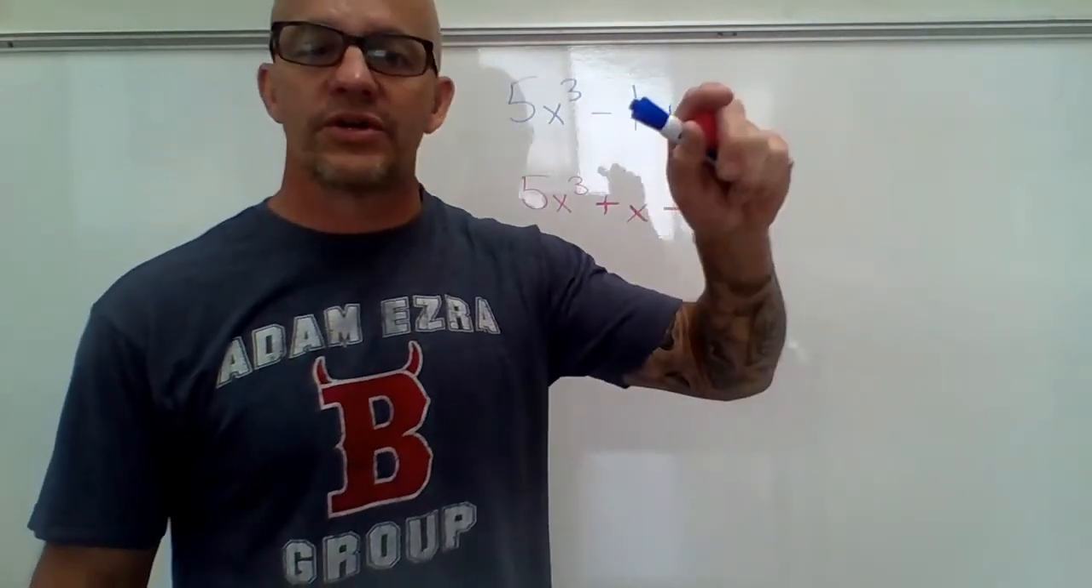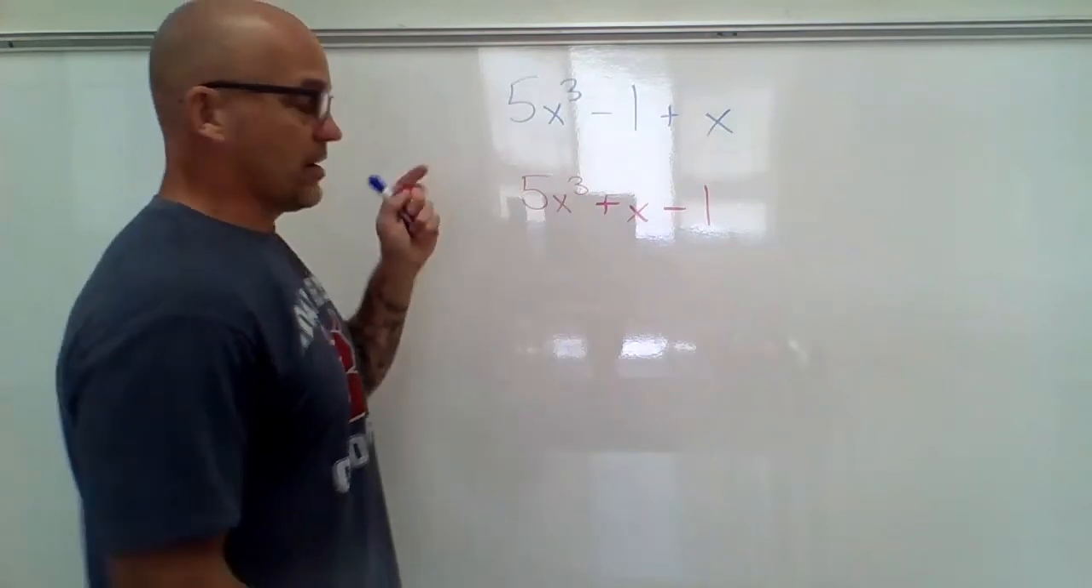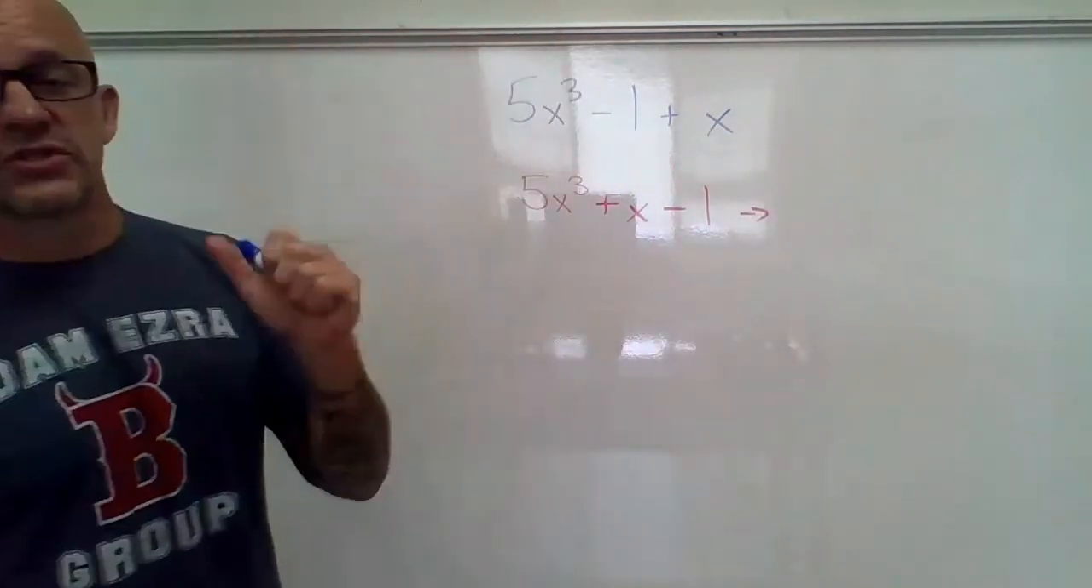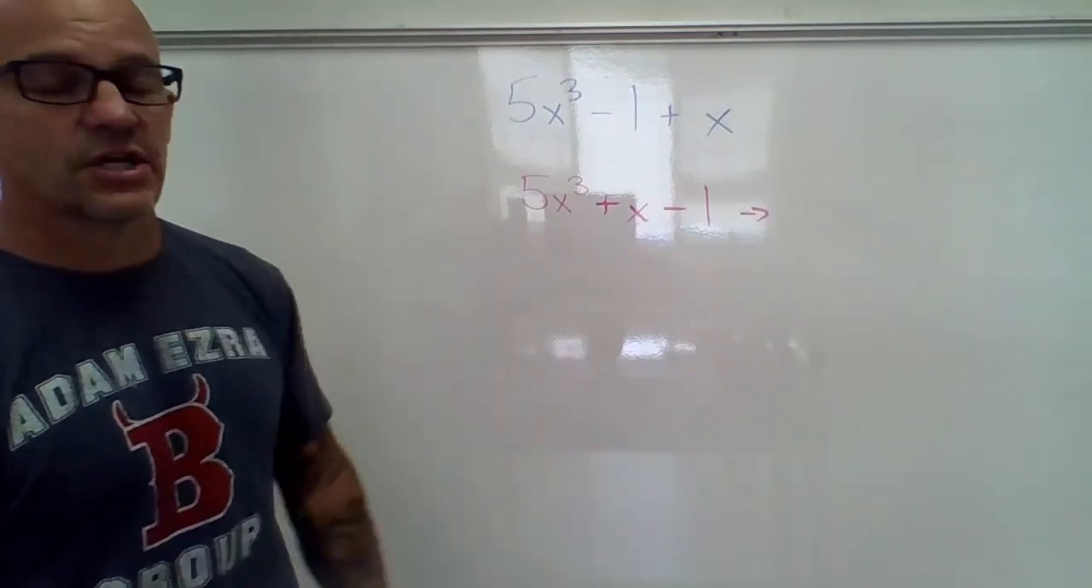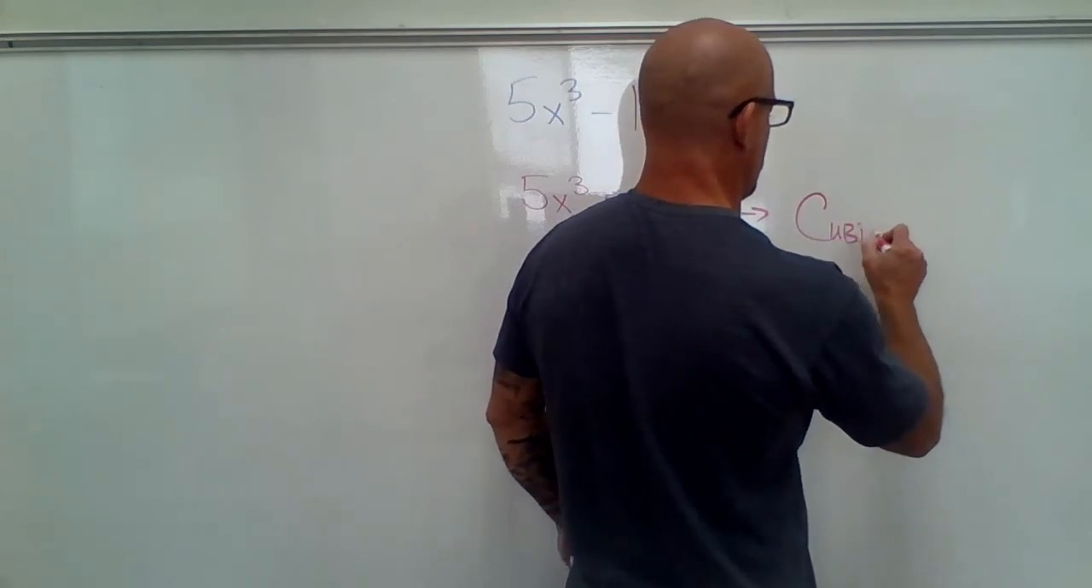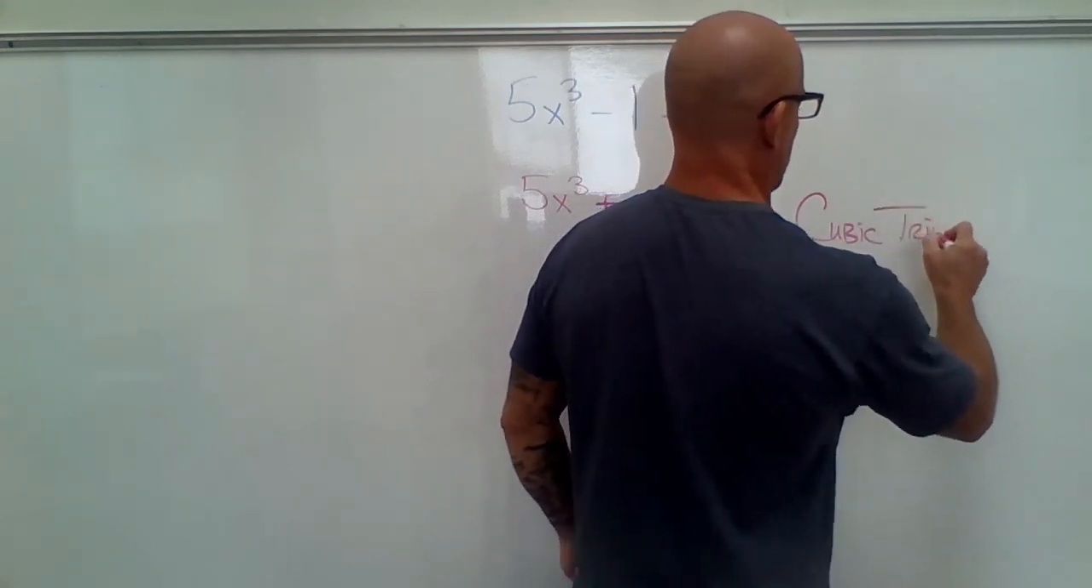So now what we're going to do is give it a name. So it is to the 3rd degree. 3rd power is the highest term. That means it is cubic. It also has 3 terms, which means it is a cubic trinomial.